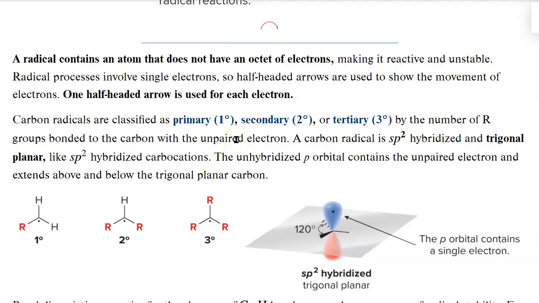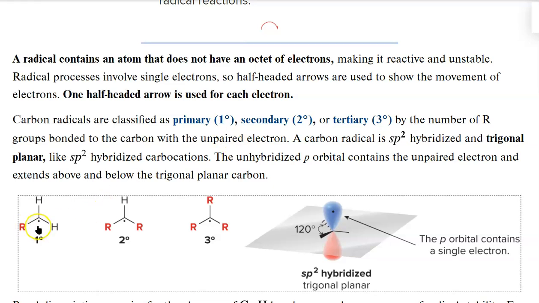This is like when we did carbocations, but here instead of having a positive charge on this carbon, it has a radical. It's got a single electron. So here is a primary radical with just 1 R group on the radical carbon. Here's a secondary radical with 2 R groups on the radical carbon. And here's a tertiary radical.